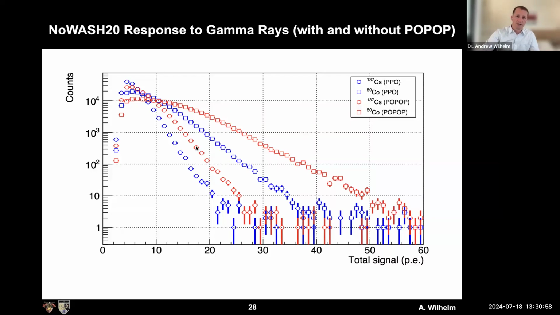The other thing to take away from this plot is that the addition of POPOP, which we did in our second generation prototype, greatly increased the signal collection. And that was because the emission spectrum of the scintillation liquid was more appropriate to the fibers we were using. So if you're going to design a detector of this type, it's very important to spend time thinking through what the emission spectrum of the scintillator is and the absorption spectrum of the fibers, and making sure that they're well matched.